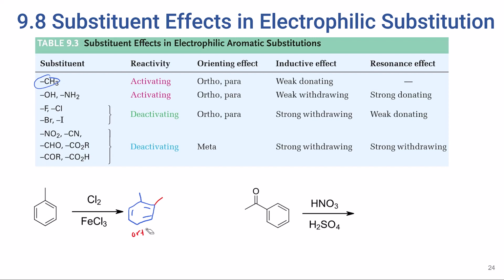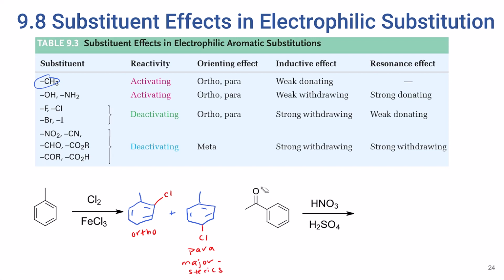And we're going to get a mixture. We'll also get para-chlorotoluene. This is the major product because of sterics. The chlorine has less obstacles in the para versus the ortho position. There's a methyl group there.